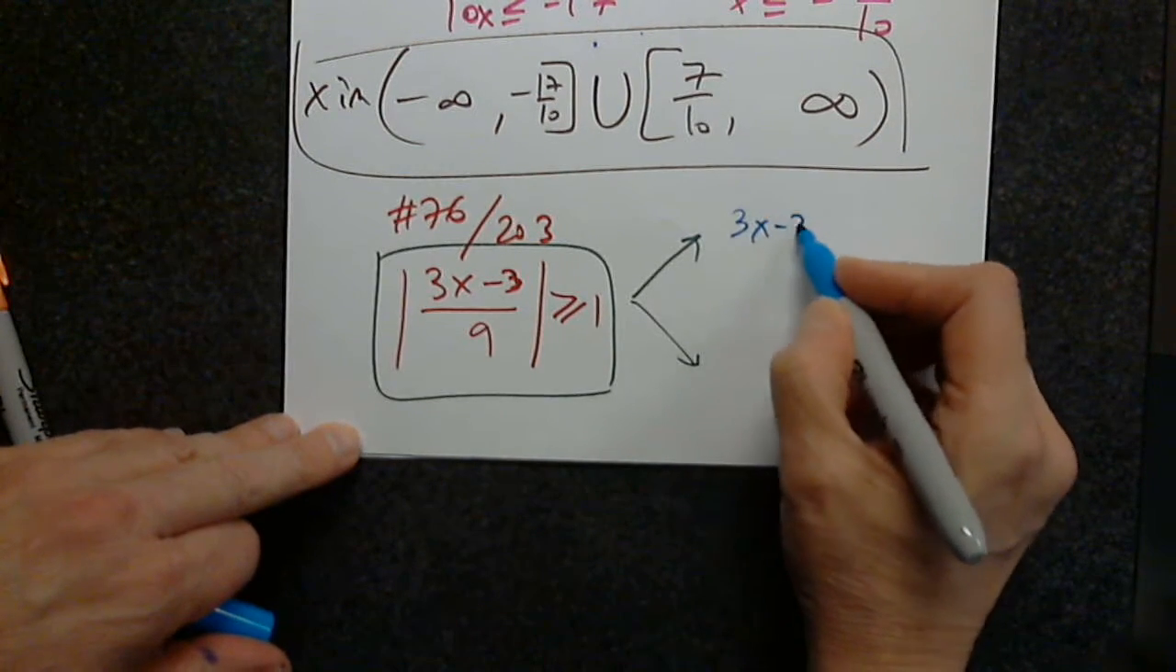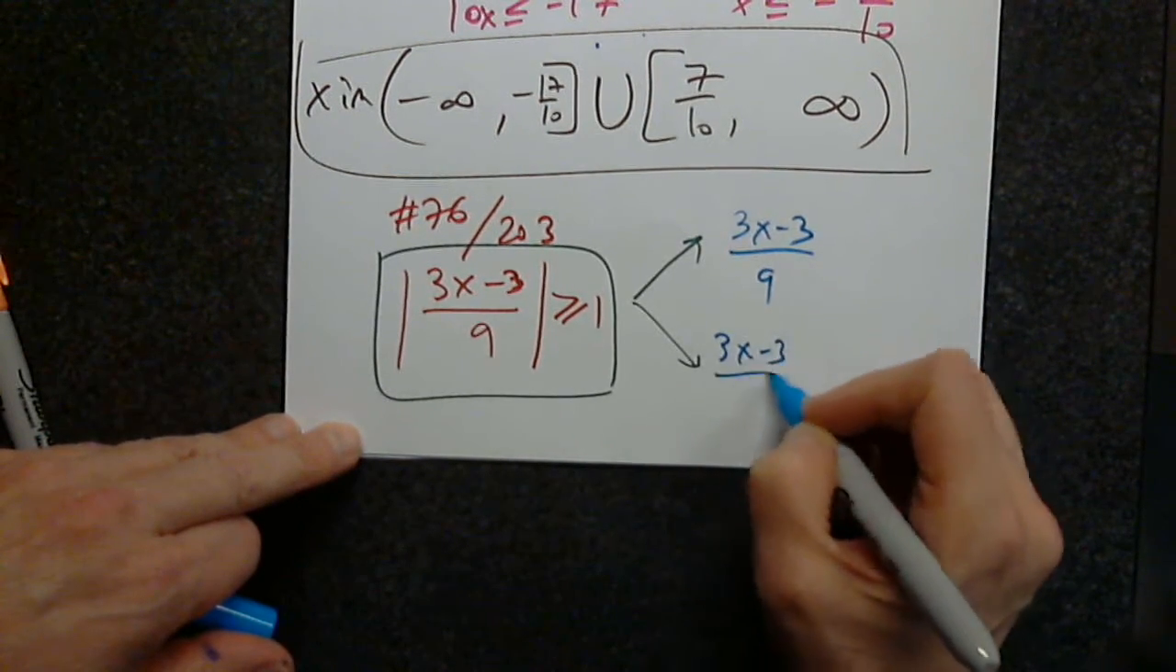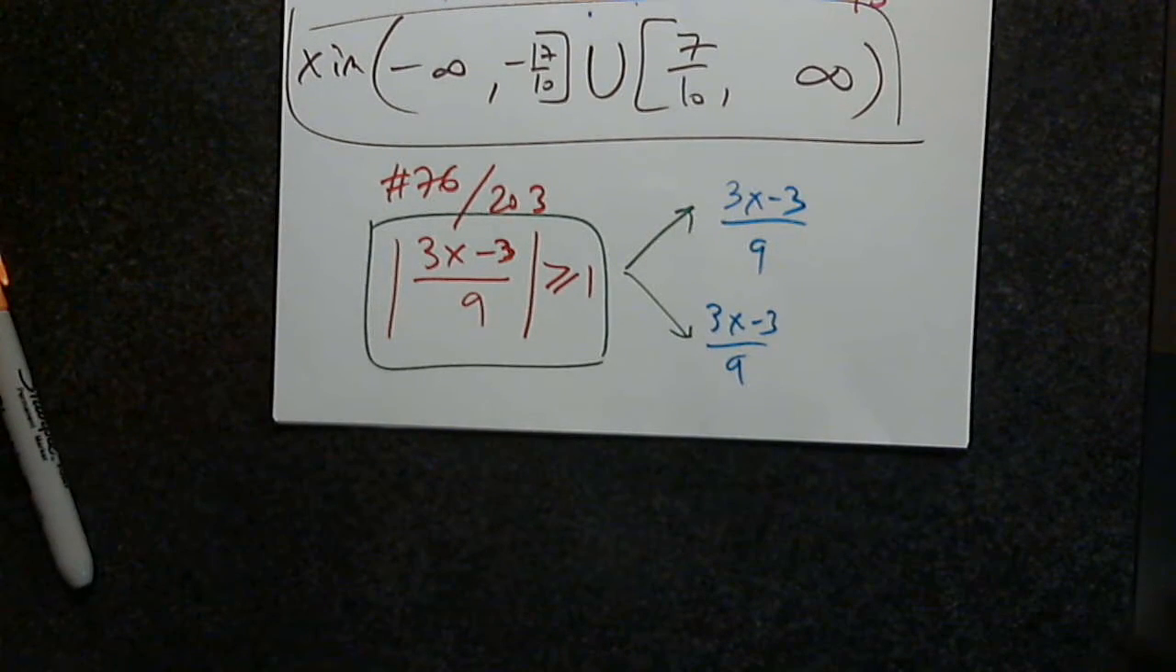Of course, 3x minus 3 over 9 and 3x minus 3 over 9. You don't have to tell me that. But what are the options? Well, you only have to remember in between or outside. You don't have to remember anything else, just these two concepts: in between, outside.